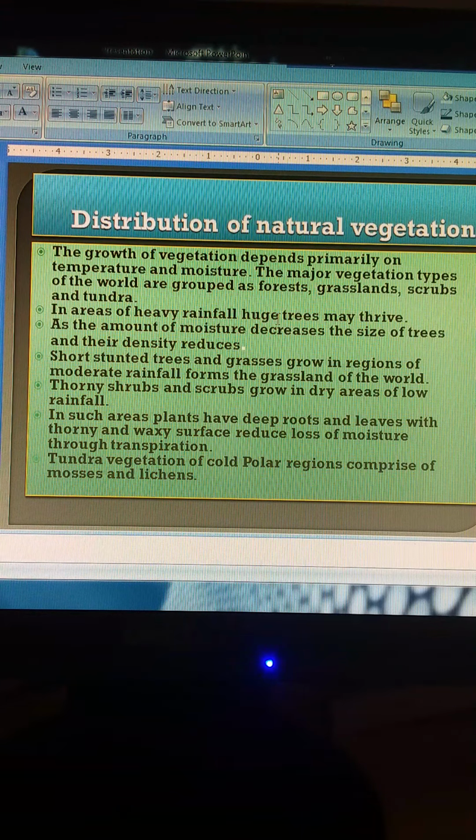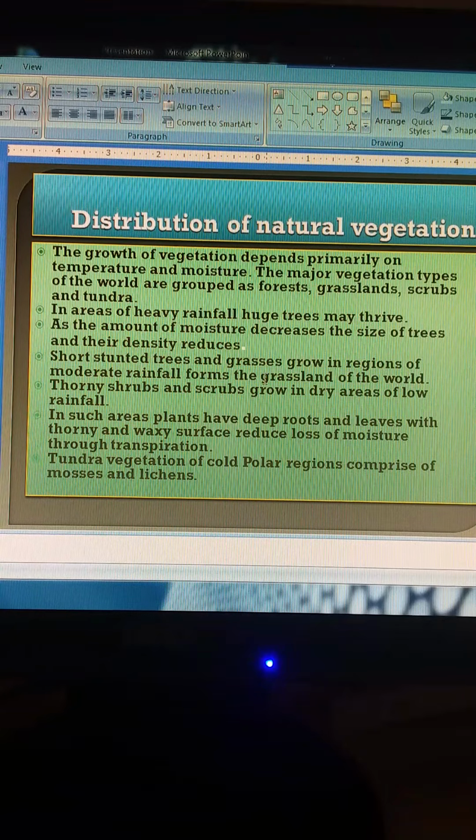So, as the amount of moisture decreases, the size of the trees and their density reduces. So, short stunted trees and grasses grow in the region of moderate rainfall, forming the grassland of the world. And the thorny bushes or thorny shrubs grow in the dry areas of low rainfall. Mainly they are seen in the desert areas. If you go to the desert areas, you will see the thorny shrubs over there. They are the cactus, and this type of plants are mainly grown over there.